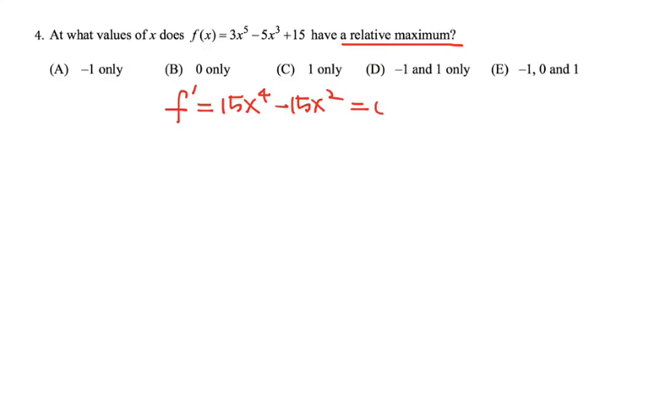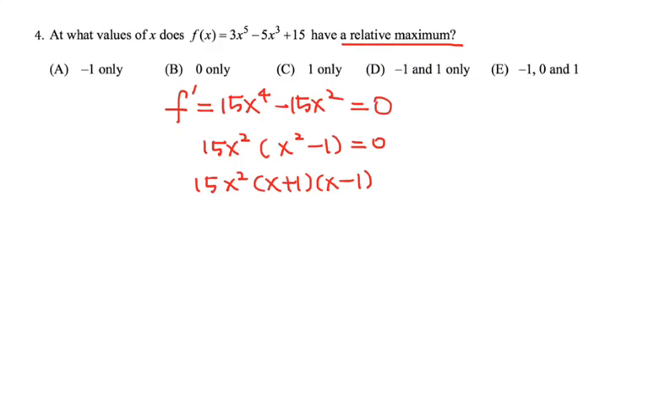Now, to set this one equal to 0, we notice that 15x squared is the common factor, then we have x squared minus 1. This implies that 15x squared times (x plus 1) times (x minus 1) can be another way for us to describe this through factoring. Then we realize that x can be equal to 0 here, negative 1 from the second one, and 1 from the third one. So these are the three critical values.